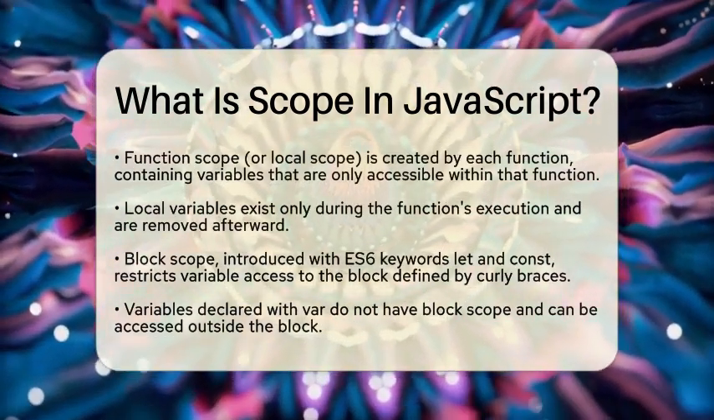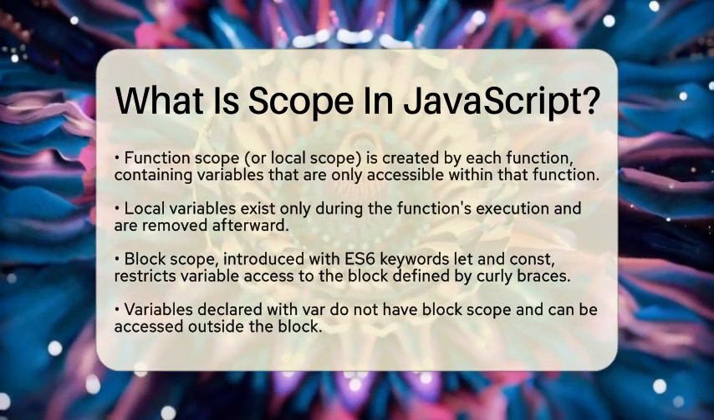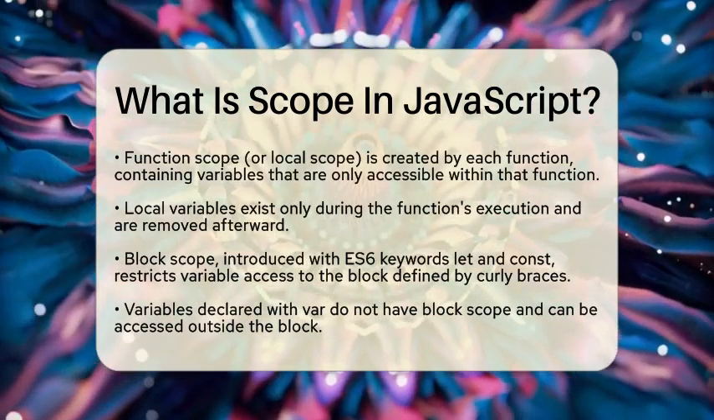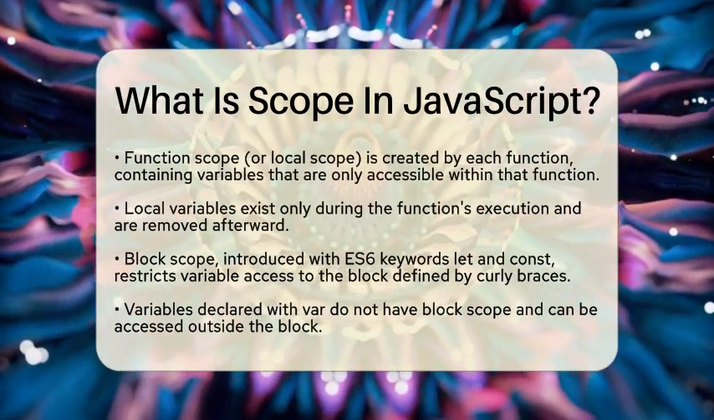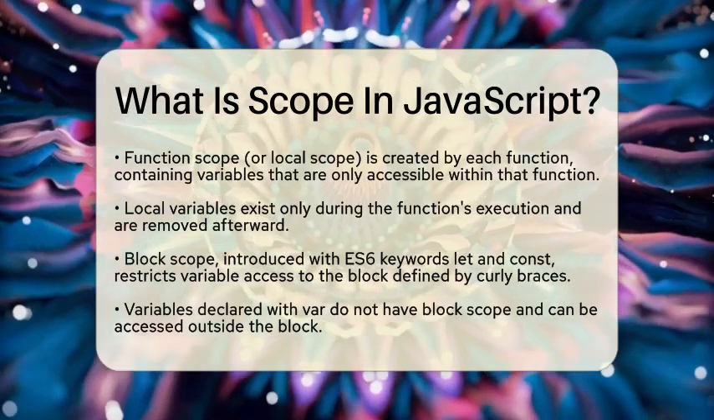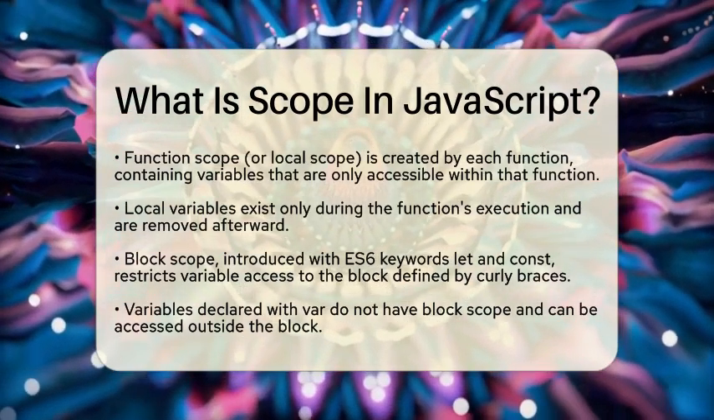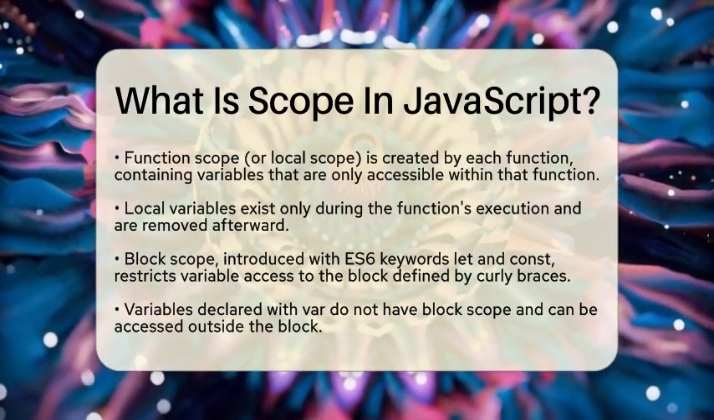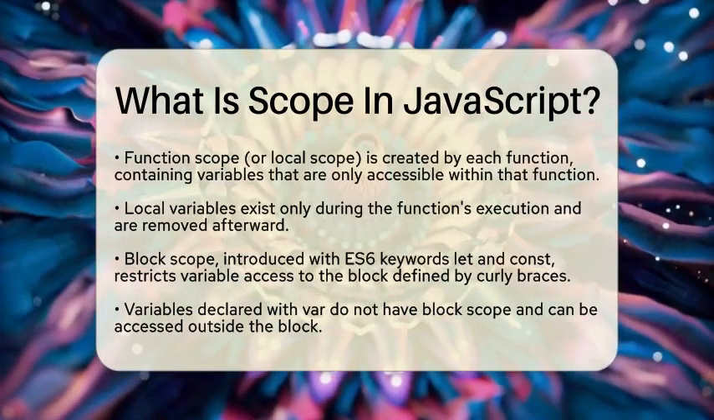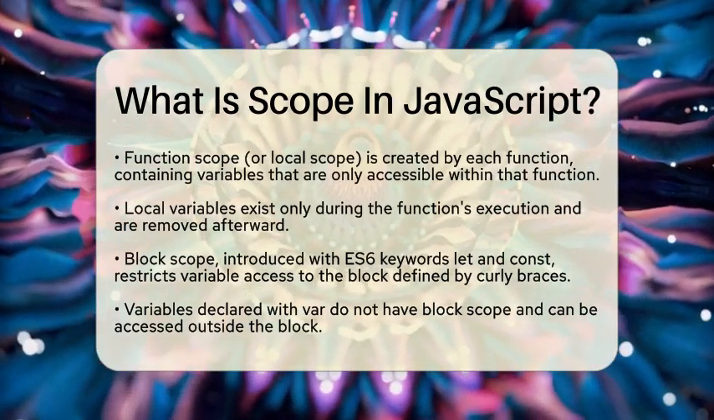Next, we have function scope, also known as local scope. Each function creates its own scope. Variables declared inside a function are local to that function and cannot be accessed from outside it. These local variables exist only while the function is executing and are removed afterward. This encapsulation helps prevent variable name collisions and keeps data private within functions.